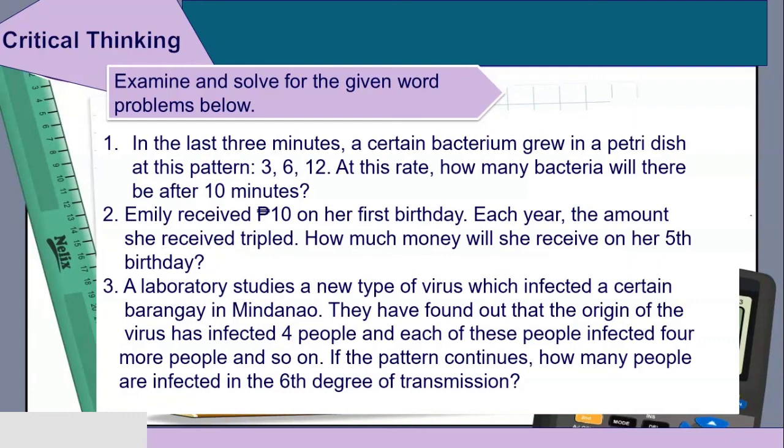For number 2, Emily received 10 pesos on her first birthday. Each year, the amount she received tripled. How much money will she receive on her 5th birthday?